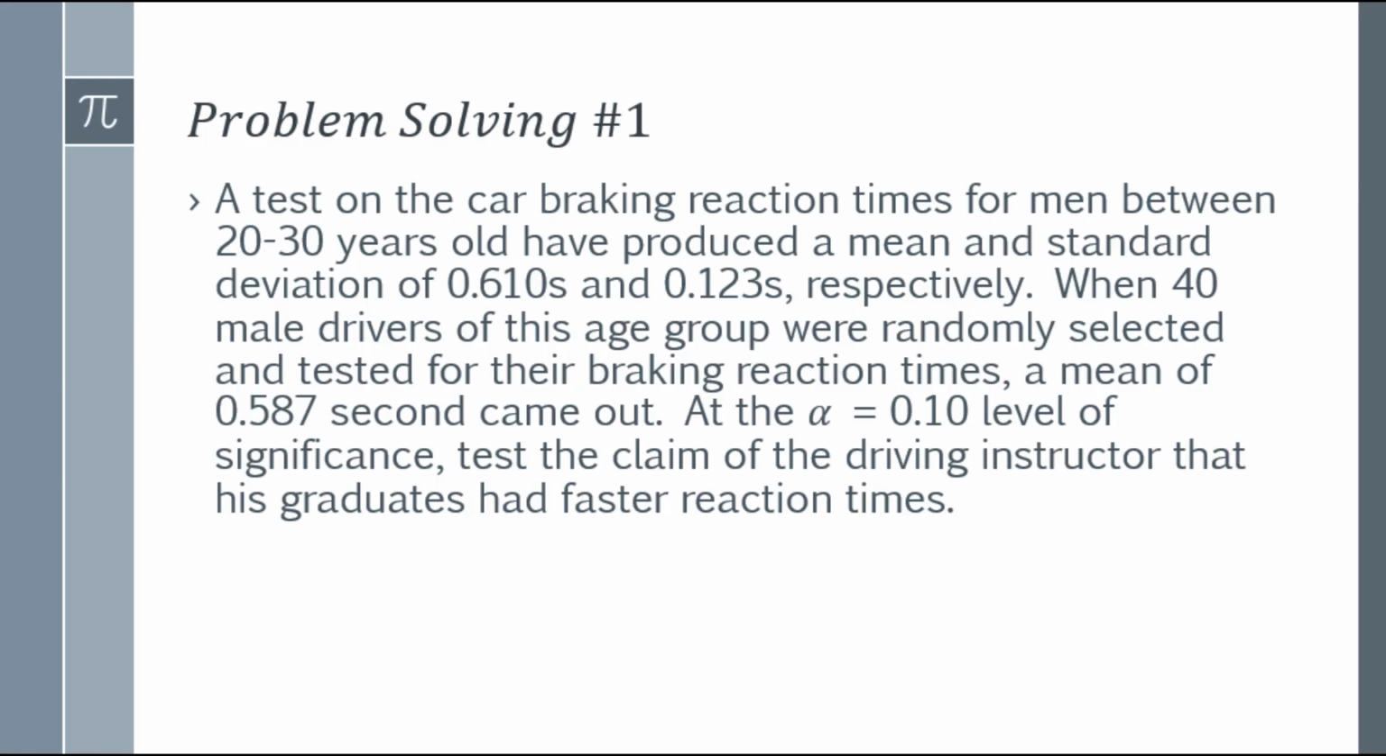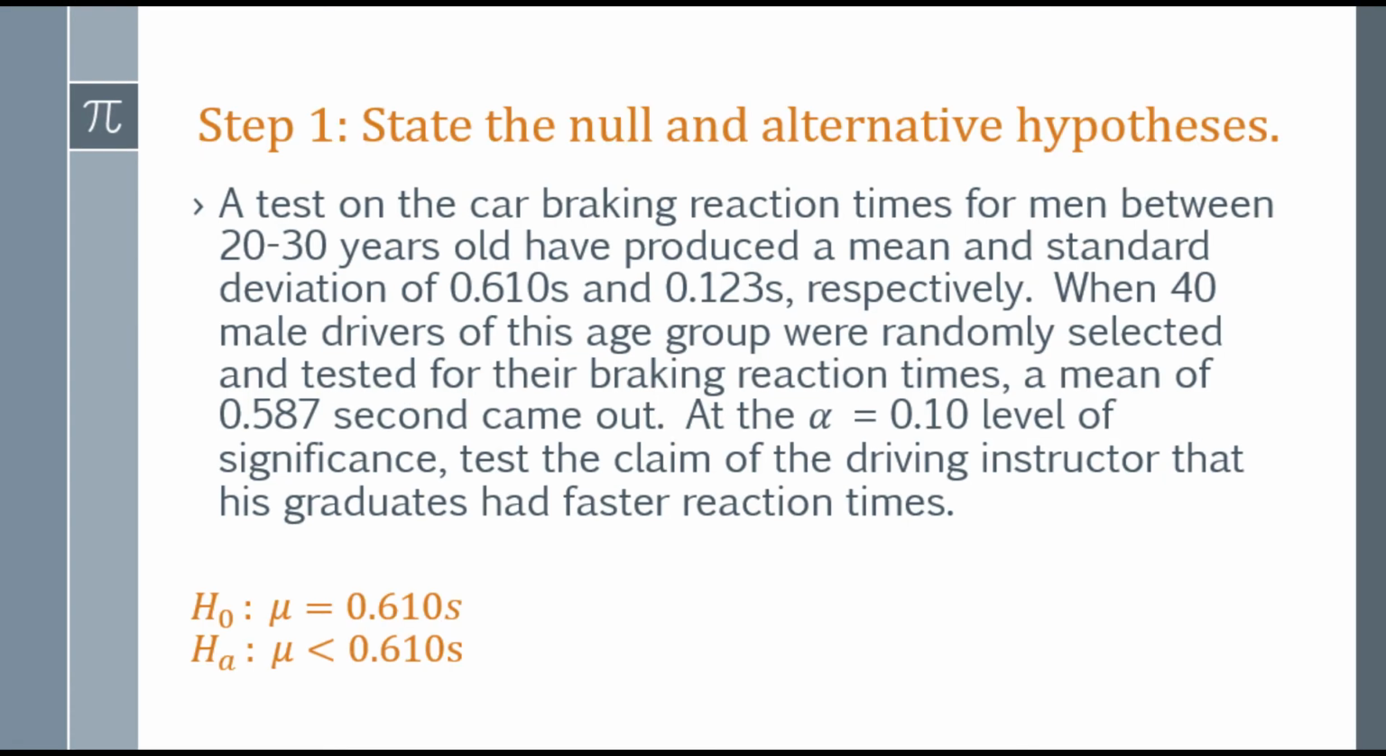A test on the car braking reaction times for men between 20 to 30 years old have produced a mean and standard deviation of 0.610 seconds and 0.123 seconds, respectively. When 40 male drivers of this age group were randomly selected and tested for their braking reaction times, a mean of 0.587 seconds came out. At the level of significance of 0.10, test the claim of the driving instructor that his graduates had faster reaction times. So, first step tayo, state the null and alternate hypothesis.